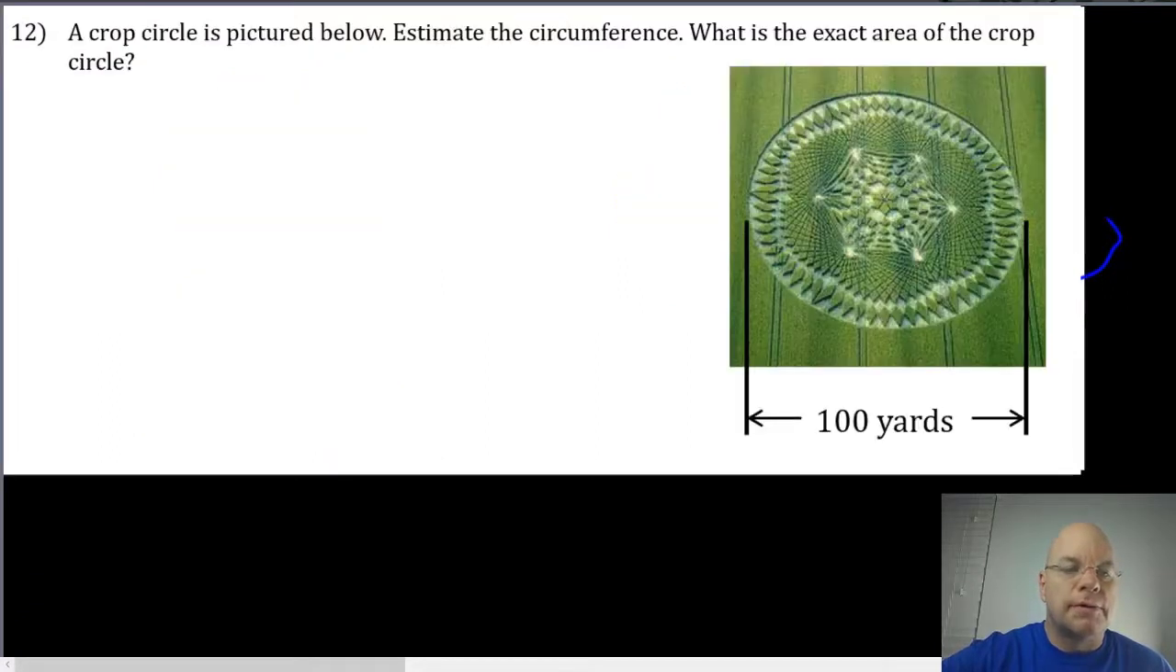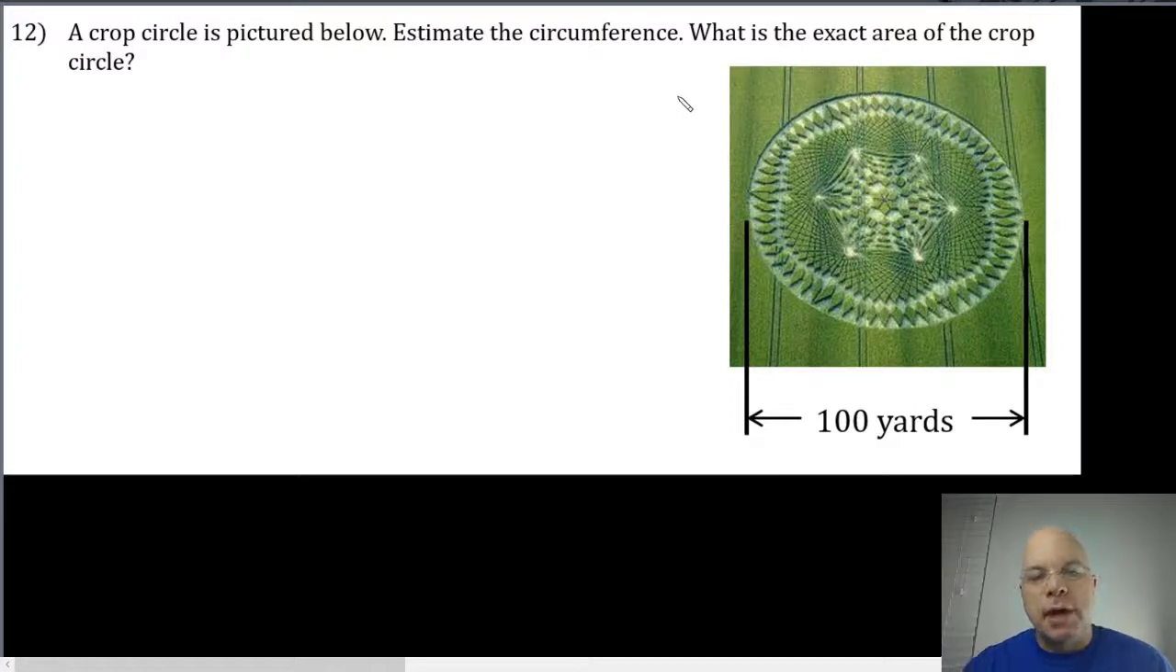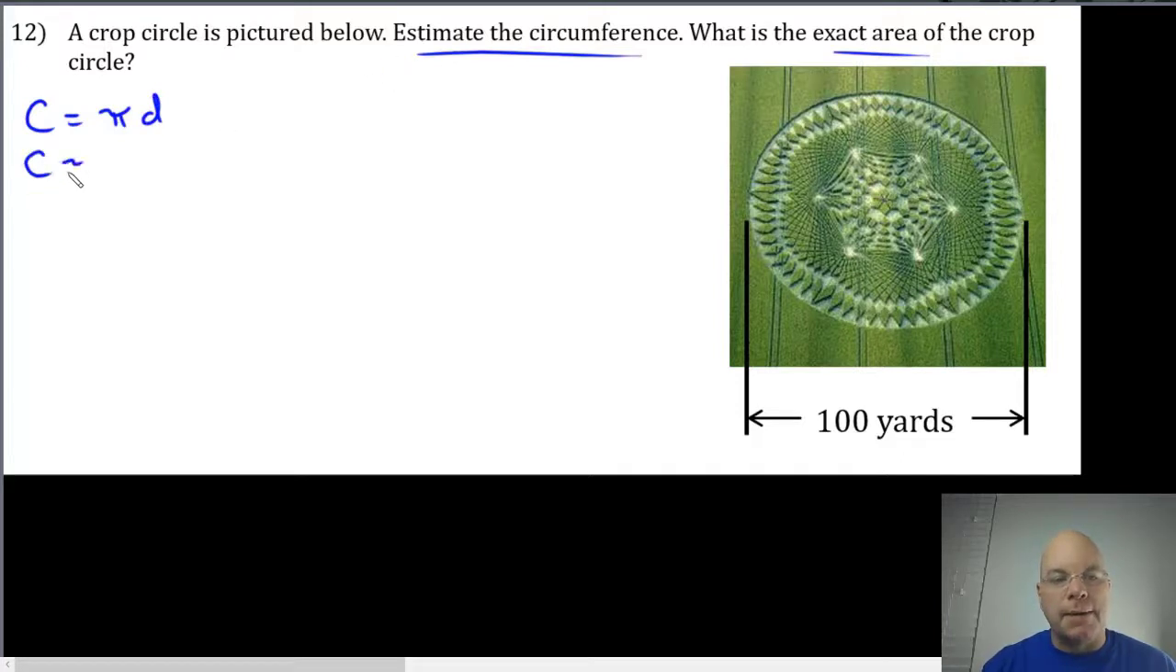Problem number 12. A crop circle is pictured below. Estimate the circumference. And then the next question is, what is the exact area of the crop circle? So we're going to need two formulas. The first one, circumference, is equal to pi multiplied by the diameter. But we're asked to estimate, so we'll substitute 3.14 for pi.